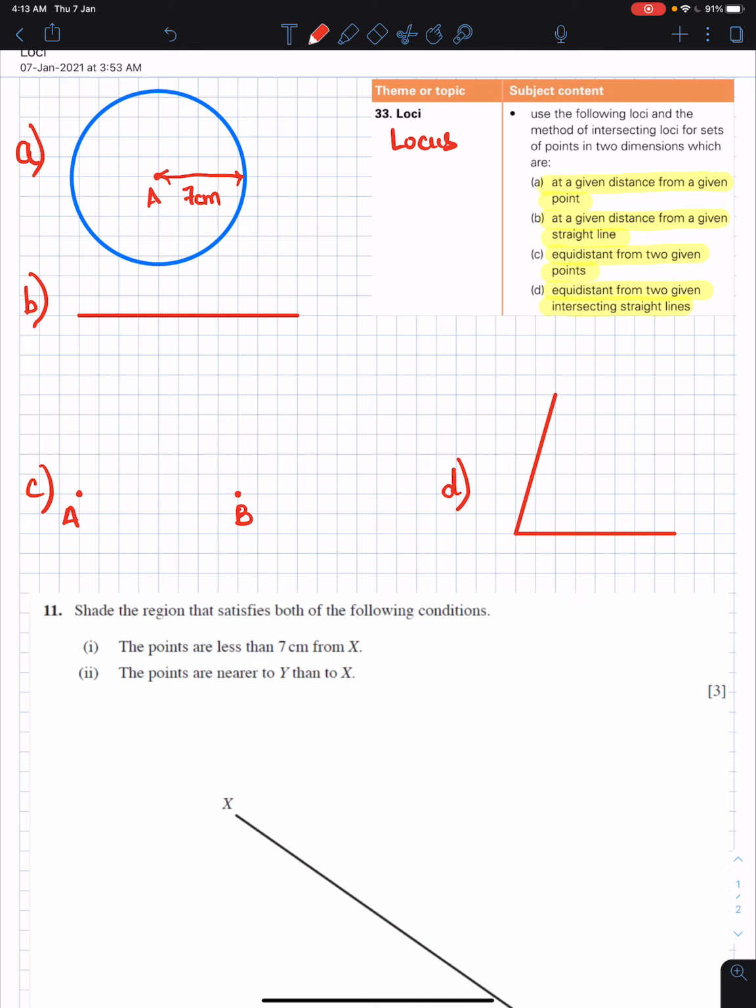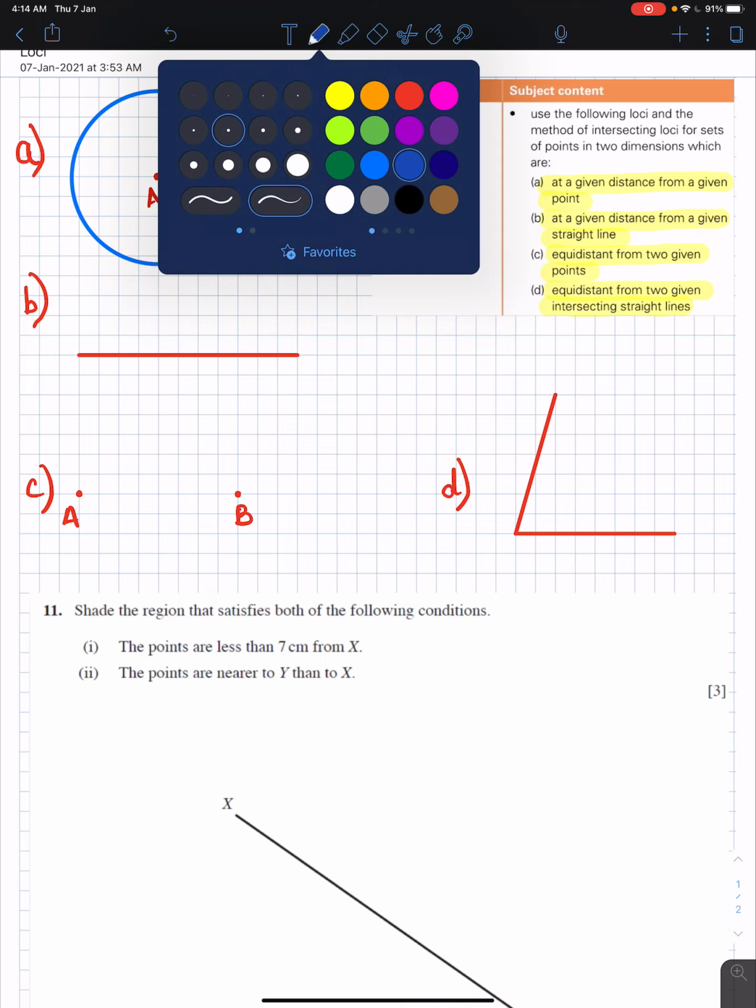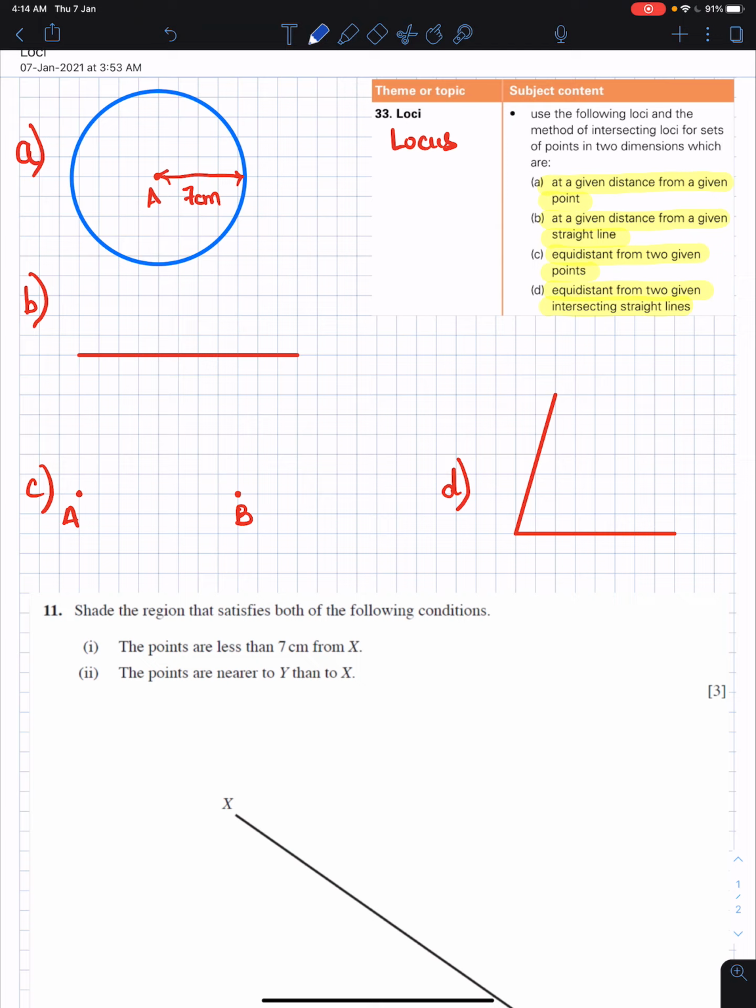Okay, the second situation is at a given distance from a straight line. पहले at a given distance from a point था, and now you're given a straight line. So for this students, the point can be above the line or below the line. So what you're going to do is you are going to put the compass on 2 points of this line, और फिर आपने देखना गिवन डिस्टेंस कितना दिया हुआ है.